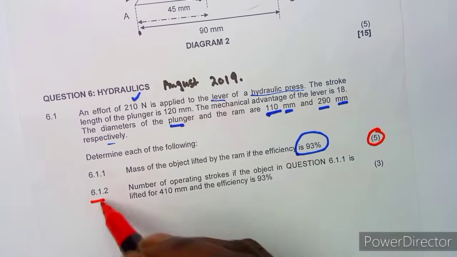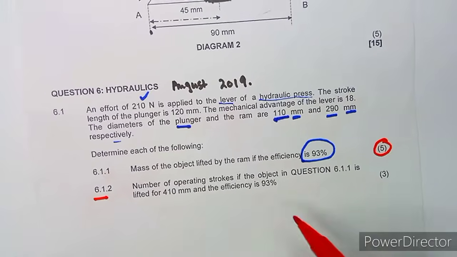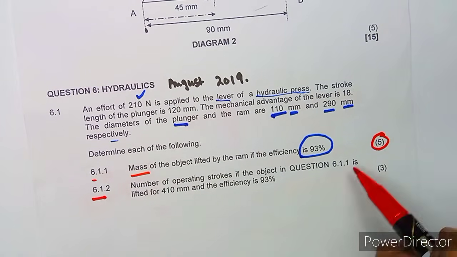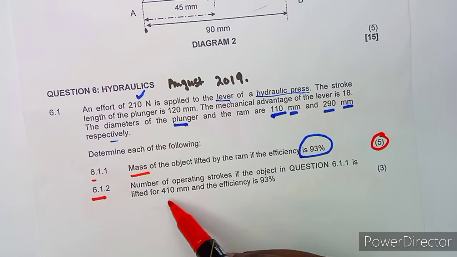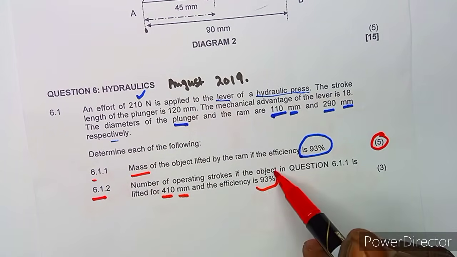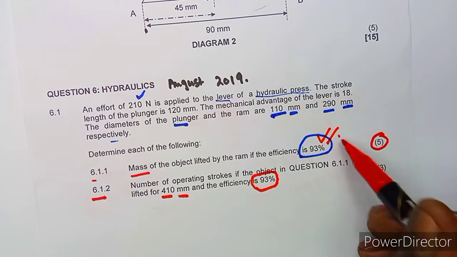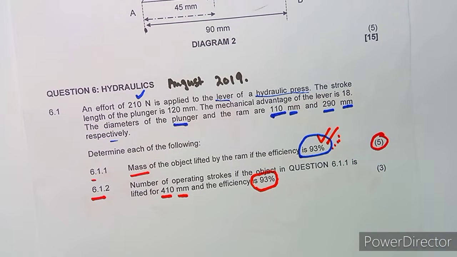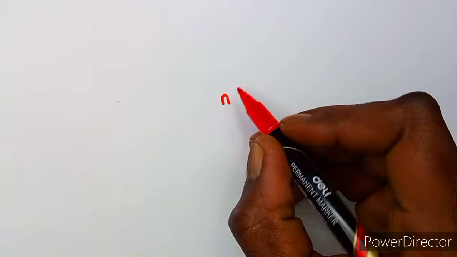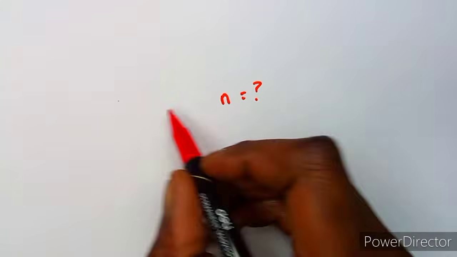Anyways, we are now asked to calculate the number of operating strokes, if the object in question 6.1, which has the mass that we just calculated, is lifted for 410 millimeters and the efficiency is 93%, which means we are still at the same efficiency. But now we want to calculate the number of pumping strokes, which is the operating strokes in this case, which is n. So let's just say n. Where are we going to have this n?